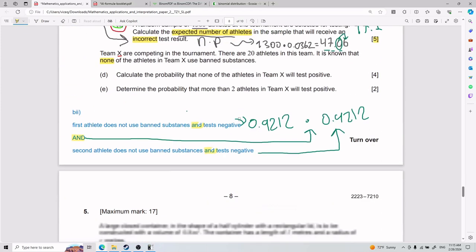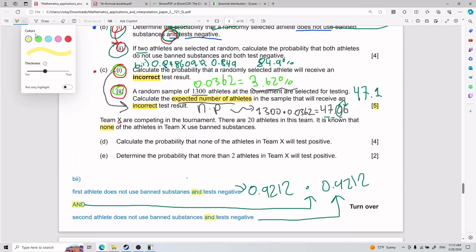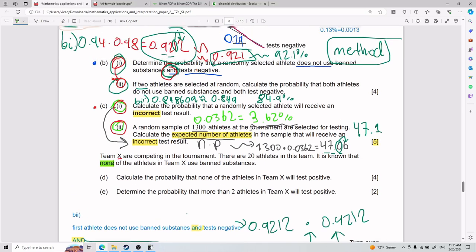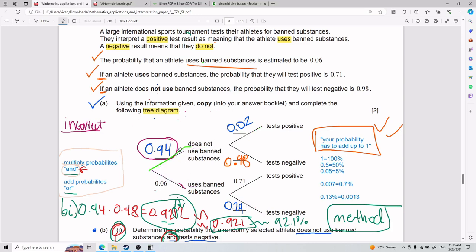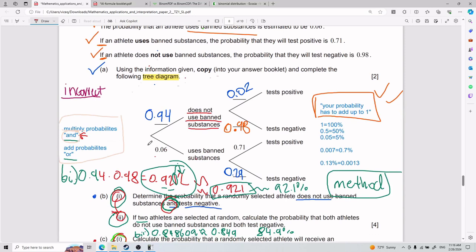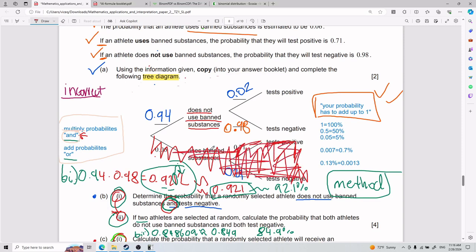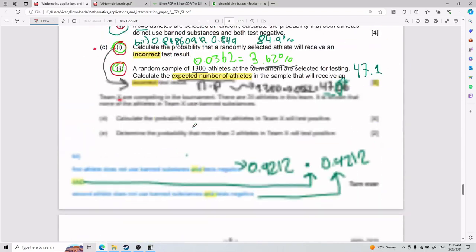For testing positive or not, knowing that none of them, cierto? Notice how here it says none. So none of the athletes in Team X use banned substances. That means I am in the world that is, let me make a little bit of space because I know I wrote a lot earlier. So if none of them use banned substances, that means I am in the world that is up here. So for this part of the exercise, I do not care about anything down there. This is what I'm working with right now. What's up top? Okay, cool.